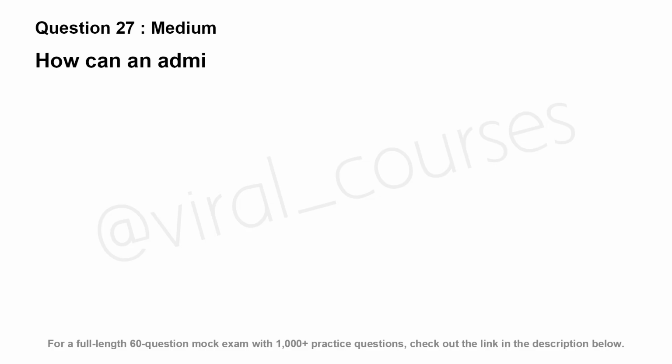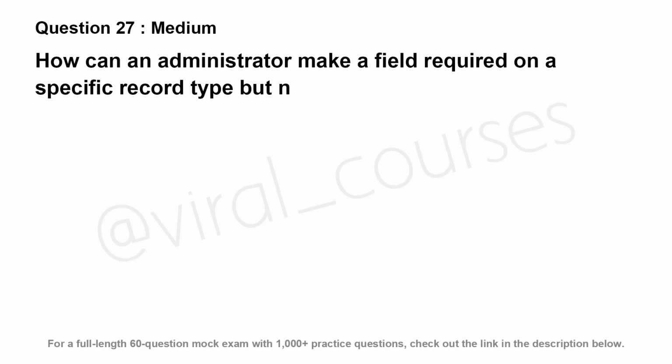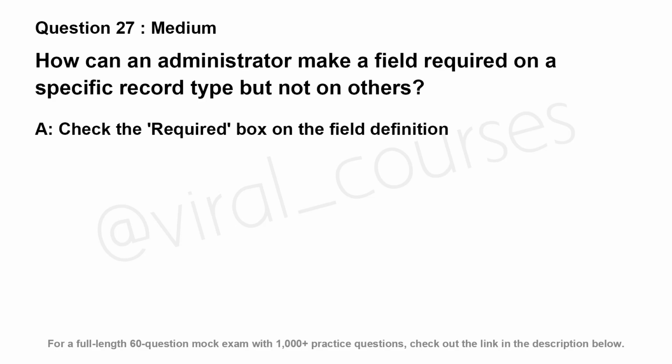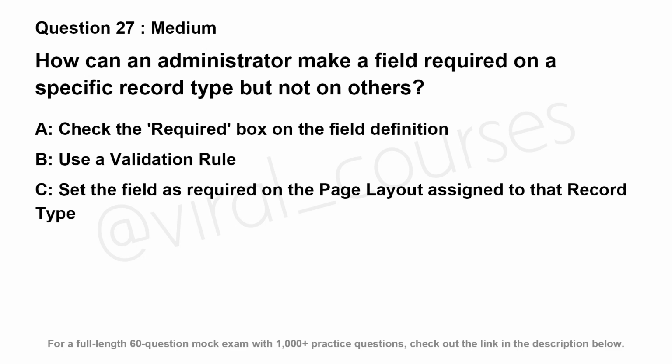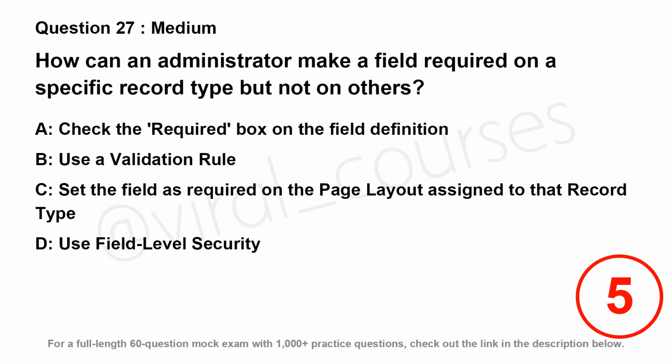How can an administrator make a field required on a specific record type but not on others? Option A, check the required box on the field definition. Option B, use a validation rule. Option C, set the field as required on the page layout assigned to that record type. Option D, use field-level security.